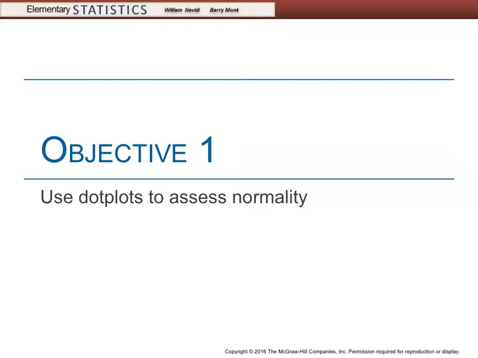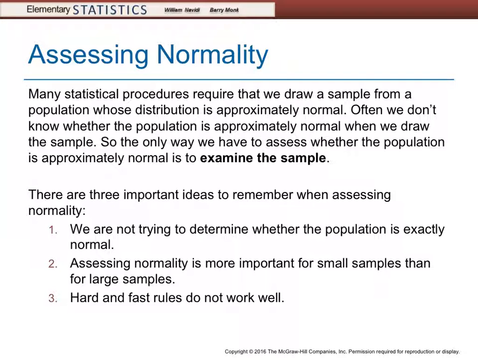Objective 1. Use dot plots to assess normality. Many statistical procedures require that we draw a sample from a population whose distribution is approximately normal. Often, we don't know whether the population is approximately normal when we draw the sample, so the only way we have to assess this is to examine the sample.